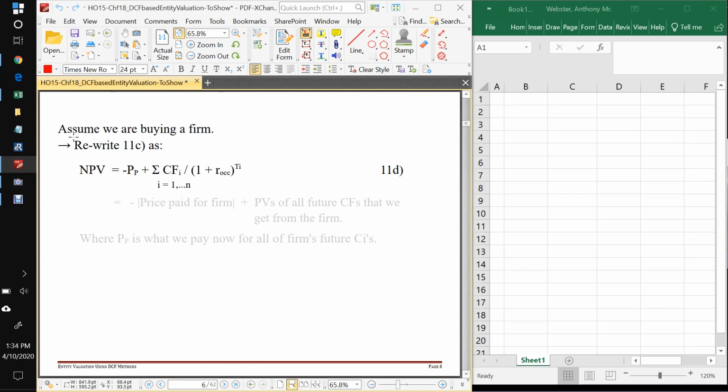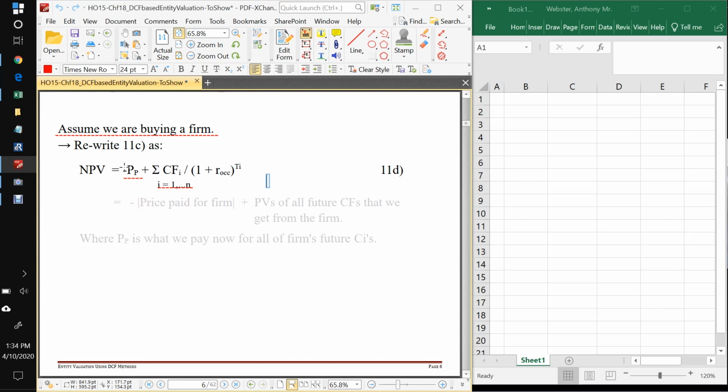Okay, so now let's assume that we are buying a firm. If we're buying a firm, we can rewrite the NPV equation to be more directly applicable to entities. We can say that the NPV is equal to minus PP plus the discounted value of all the future cash flows after we purchase the firm. PP in this case is the price that we pay for the firm.